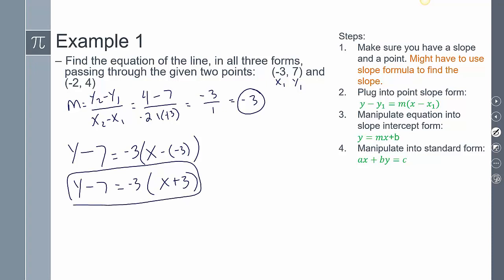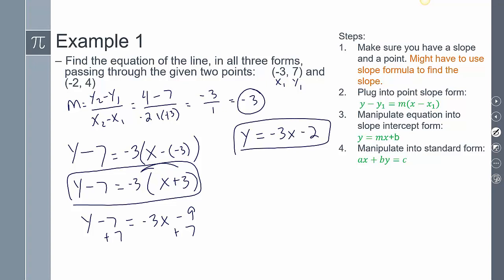So now if I get y by itself, that's going to turn that into the slope intercept form. So I can distribute that 3 through, add the 7 to both sides, and so I'm going to get y equals negative 3x minus 2. So there's my slope intercept form. And then if I bring the 3x over to the other side here, I get 3x plus y equals negative 2. This right here is my standard form.